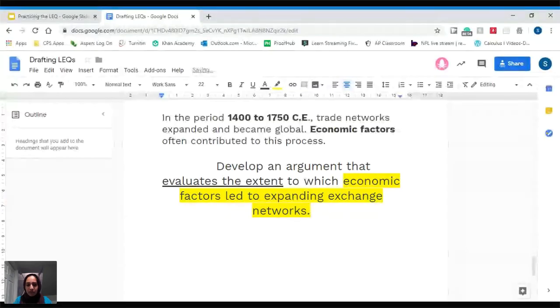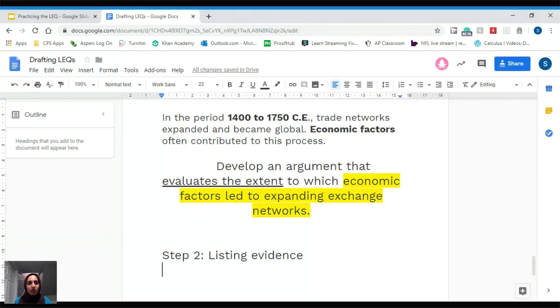Now we're going to focus on step 2. So we're going to just list all the things we know about this period that have to do with economics and exchange networks. Listing evidence. So what economic factors can you guys think of in this time period? What are the big things?